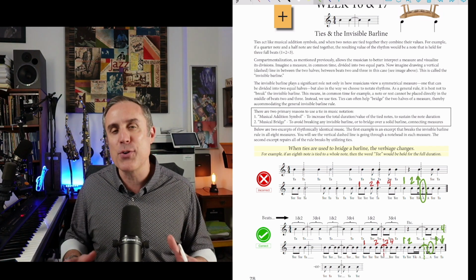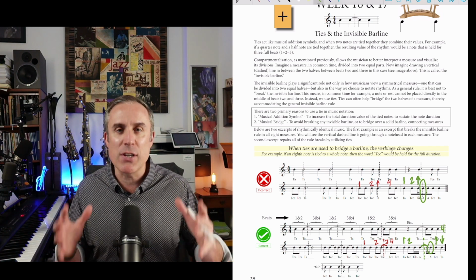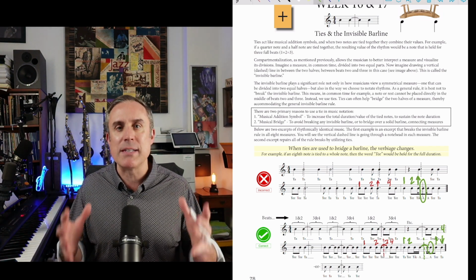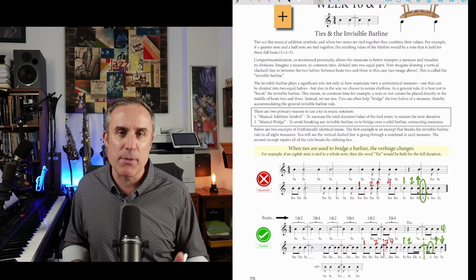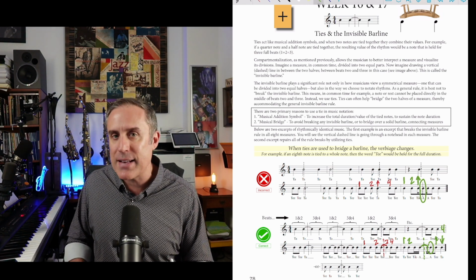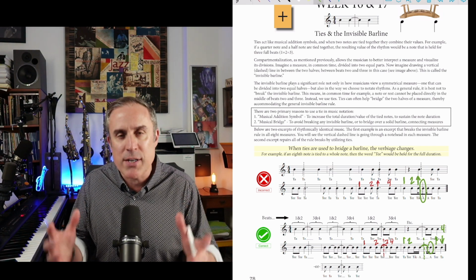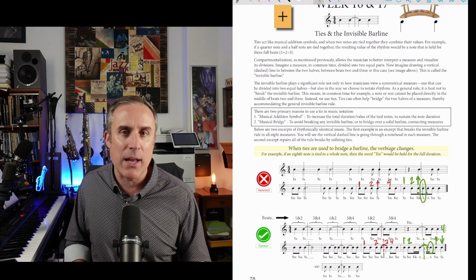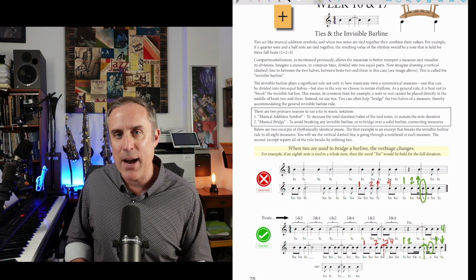We've now gone through all of this explanation and these diagrams and these 2 excerpts and these definitions. We have to actually put some of this to practice ourselves. We need to go find some exercises to work on our ties and finding invisible bar lines a little bit more. Let's go do that right now.